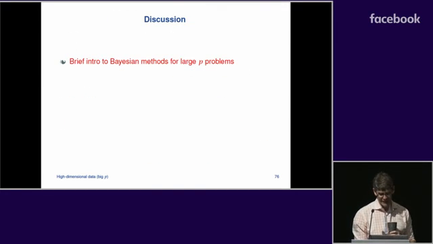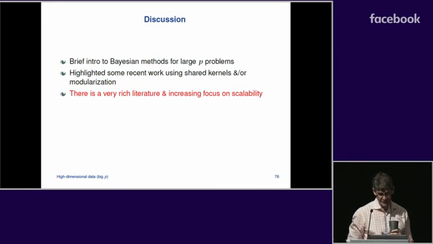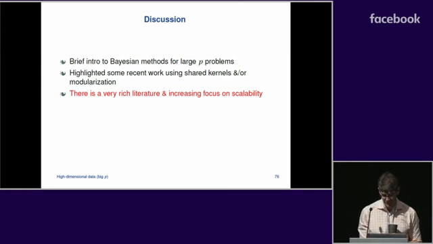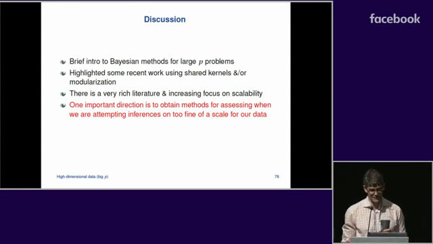I gave a brief intro to Bayesian methods for large P problems at the end of this talk. I highlighted some recent work using shared kernels and modularization. There's a rich literature that's just beginning, with an increasing focus on scalability, and I hope to inspire some people to work more in these areas. One important direction is to obtain methods for assessing when we're attempting inferences on too fine a scale for our data. I think it's really important to come up with more negative results.